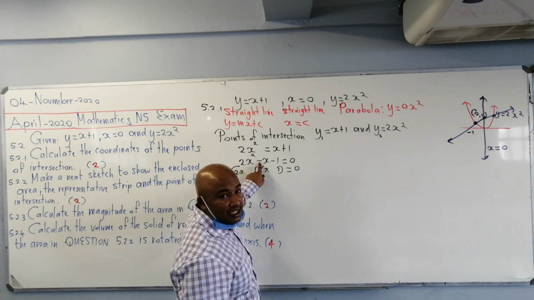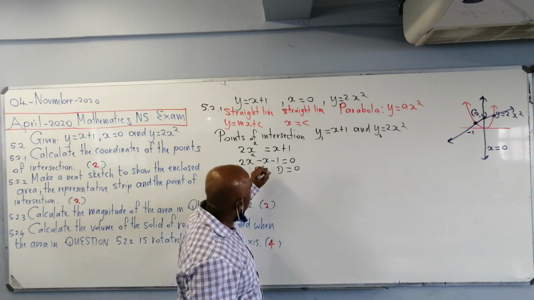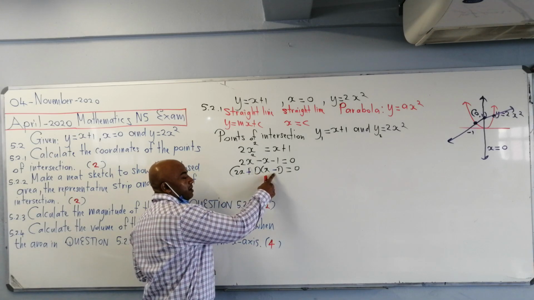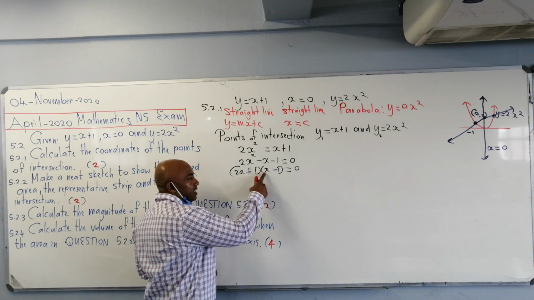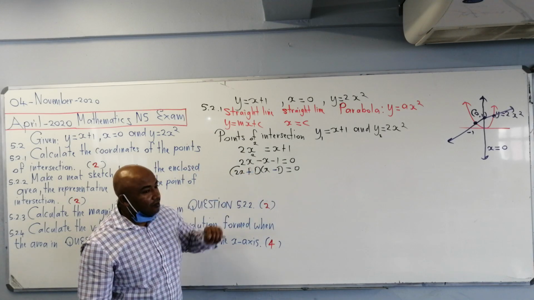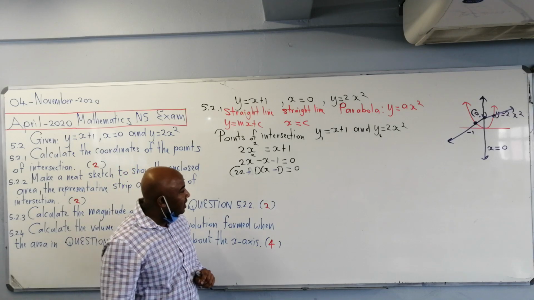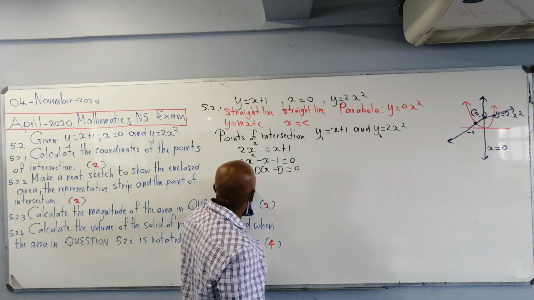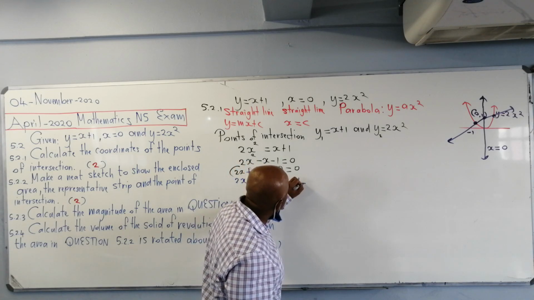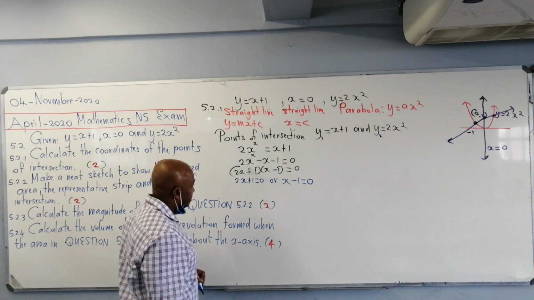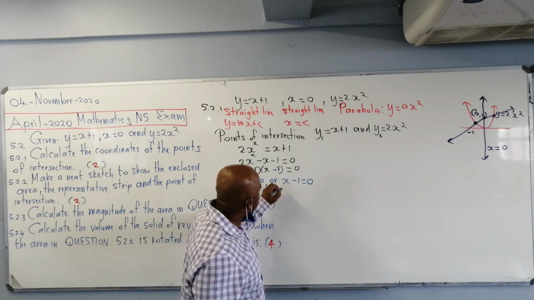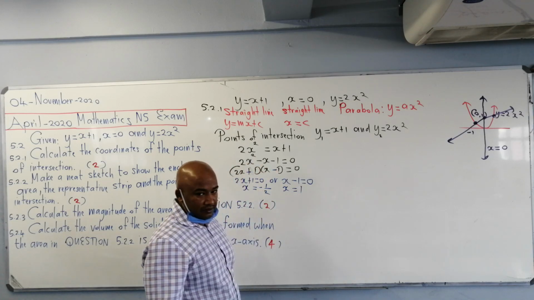So this middle term is a negative. So this will be negative, that will be positive. If you check 2x times minus 1 is minus 2x. 1 times x is 1x, minus 2x plus 1x will give you minus x. Right, that's checking my middle term. So we know that 2x plus 1 is equal to 0, or x minus 1 is equal to 0. So x is equal to minus 1 over 2, or x is equal to 1.